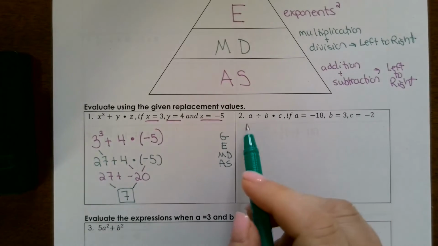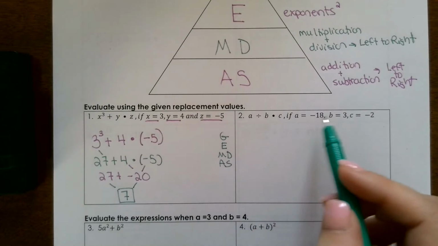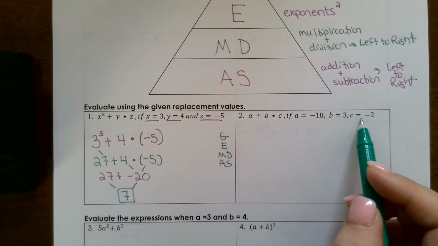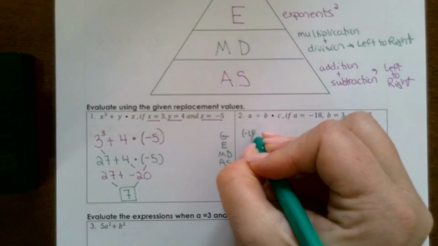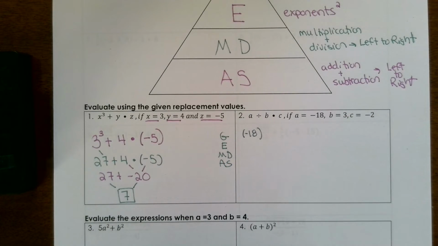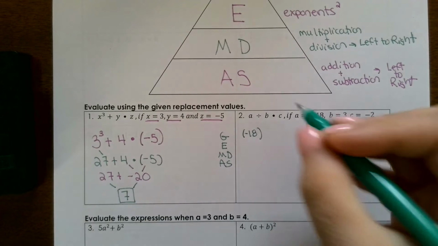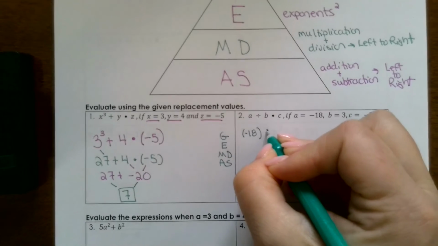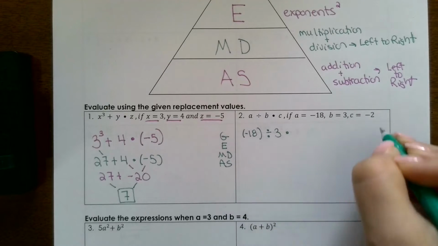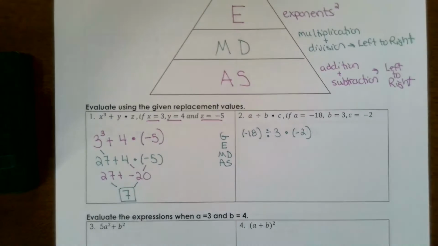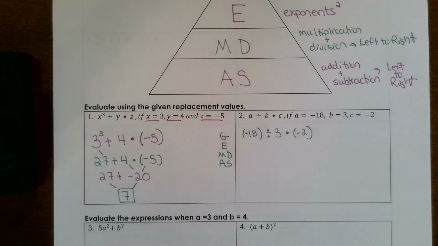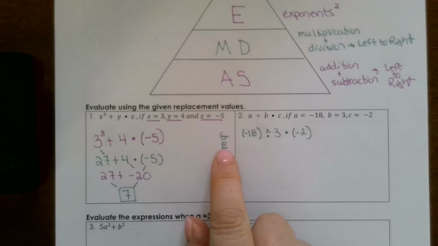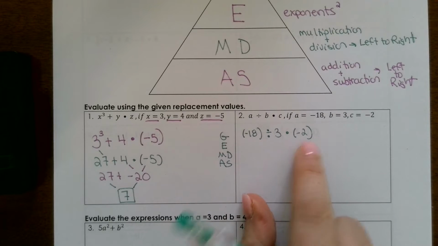Let's take a look at this next one, which is A divided by B times C. A equals -18, B equals 3, and C equals -2. First step is to substitute the given replacement values. A equals -18. As I said, I just like to put that in parentheses because it's negative, and it reminds me it's negative and something might change because of that. It's divided by 3 times -2. So if I look at my order of operations here, inside my parentheses are just negative numbers. Nothing to do there. I've got exponent. Nope, I don't. I don't have any exponents.